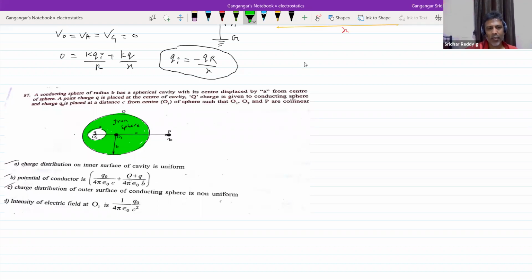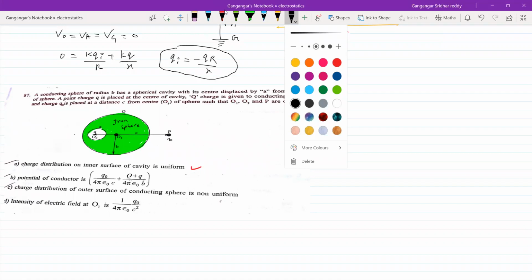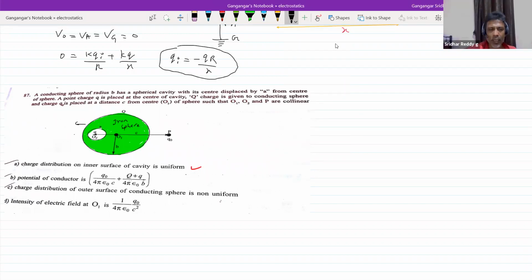What about charge distribution on the surface? Okay, uniform. I think that's a correct statement. So there's no problem with this. All of you read the question. Point charge q is placed at the center of the cavity. Charge Q is given to the conducting sphere and charge Q naught. There are three charges: Q naught, point charge outside; Q charge on the surface of the conductor; small q is the charge kept at the center of the cavity. What about charge distribution on the outer surface of the conductor? Uniform or non-uniform? Non-uniform. Just have this idea for every problem, it will be easy.